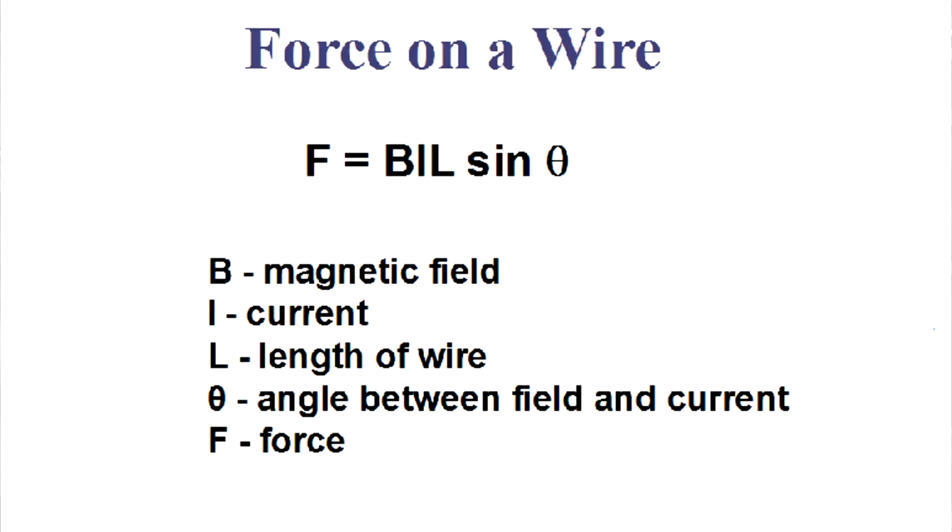If it's a wire, you calculate the size of that force using this equation, where F is the force felt in newtons, B is the strength of the external magnetic field, I is the current flowing through the wire, L is the length of wire that's inside that field, theta is the angle between the field and the current, which is usually 90 degrees. Sine 90 is 1, so then you can just ignore that part of the equation.